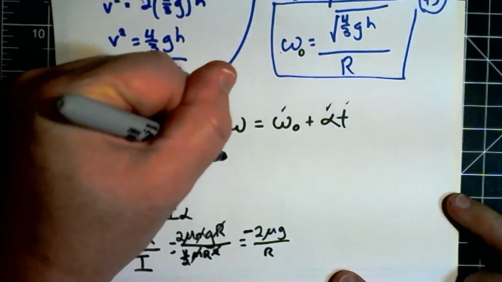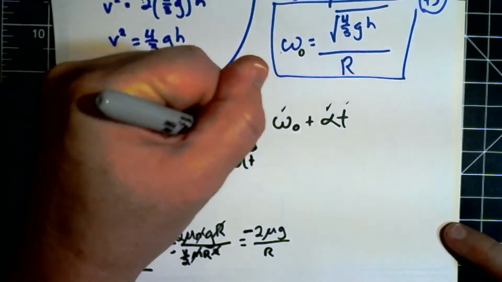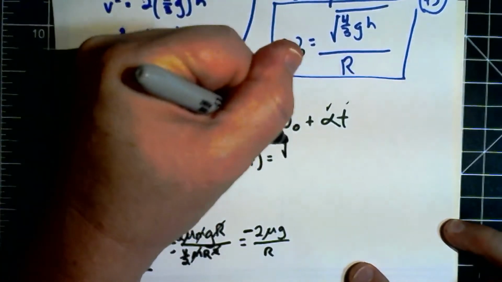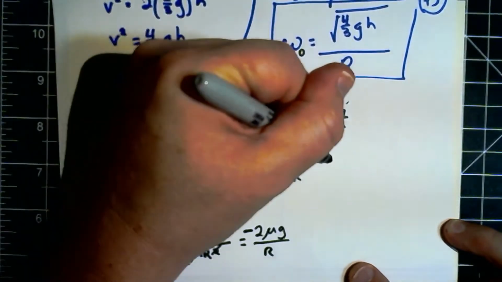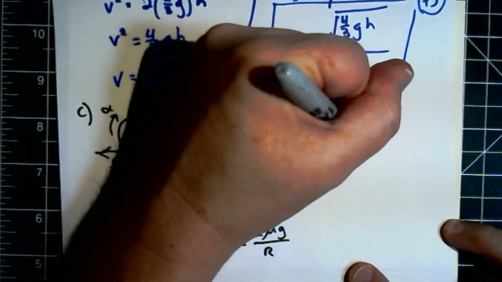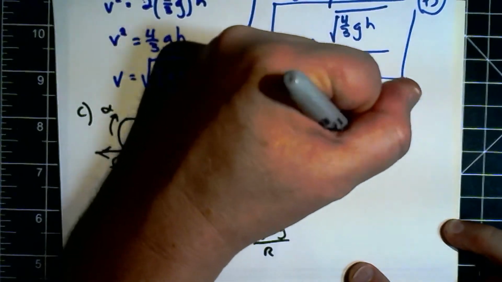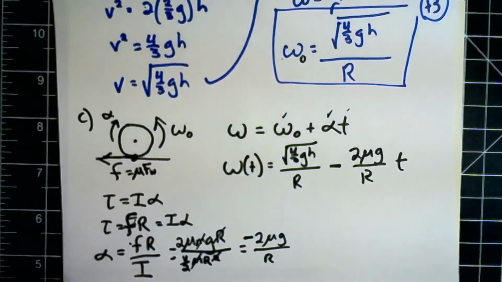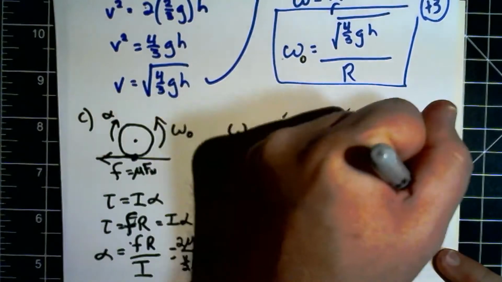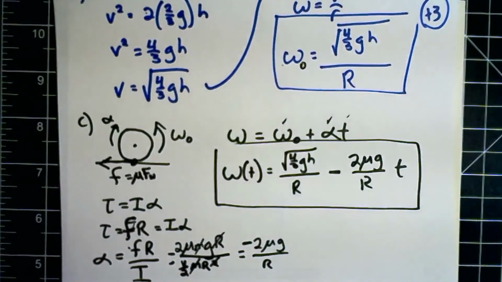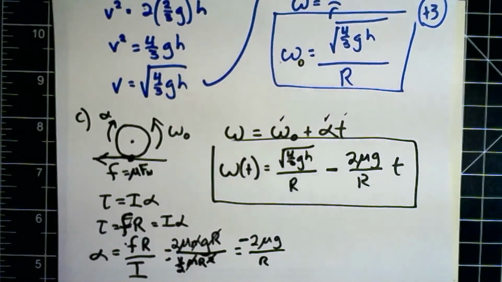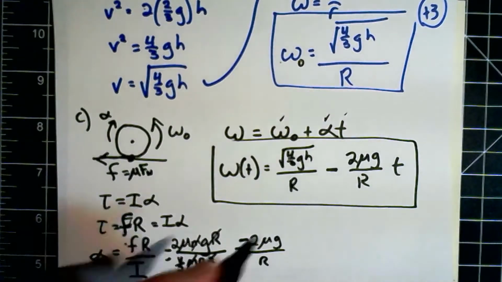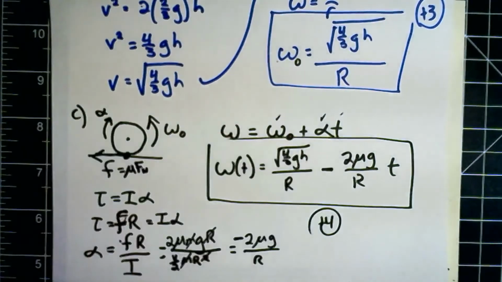variable. So omega as a function of time is equal to square root of 4/3 gh over r minus 2 mu g over r times the time. And that is your expression for the angular speed while it's sitting here on the ground spinning around. Right? This is worth plus 4 points. All right, next question.